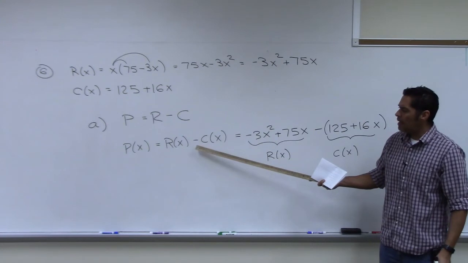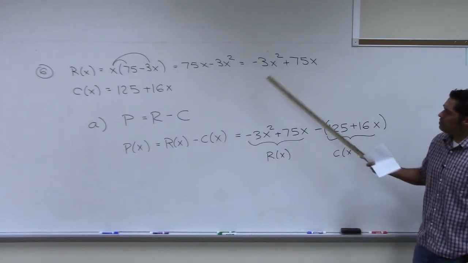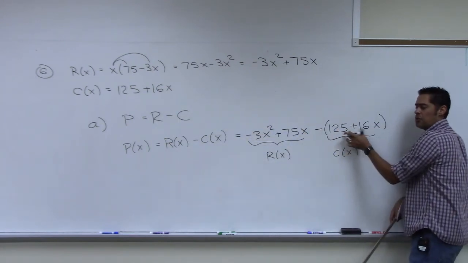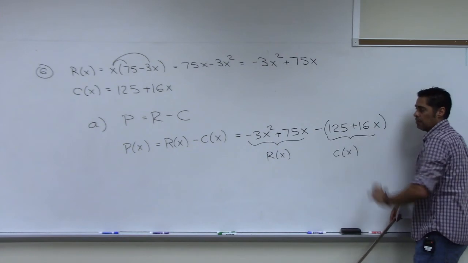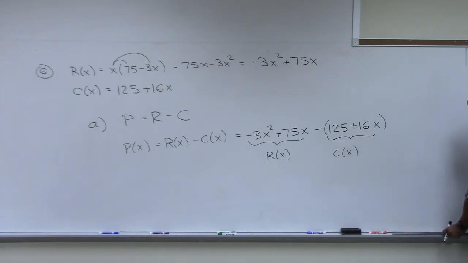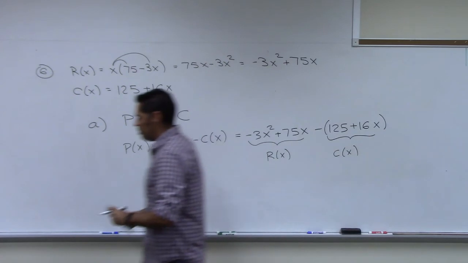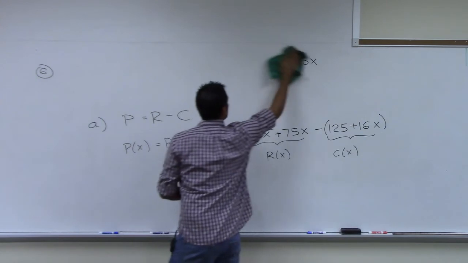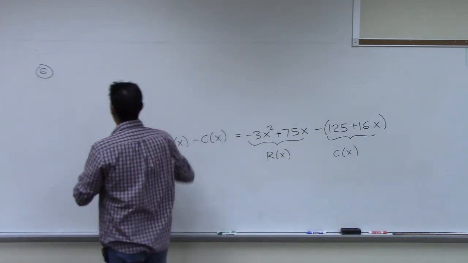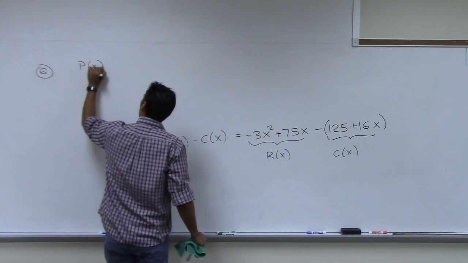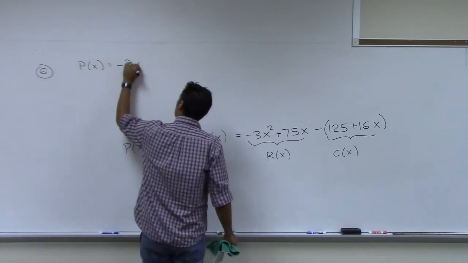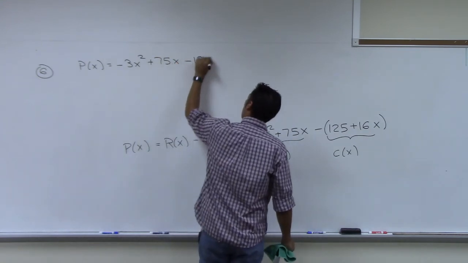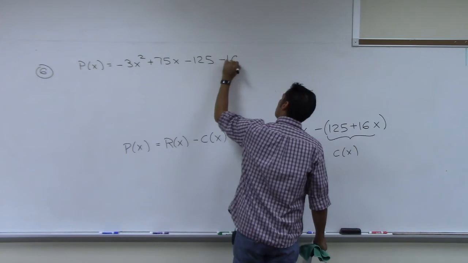Because you have to subtract. Look, the formula says you subtract the entire cost function. So I need to subtract this whole thing, right? Which means I need to put the minus out in front of the whole function and then distribute the minus through. So my profit function, I'll put it back up here. My profit function should be negative 3x squared plus 75x minus 125 and then minus 16x.